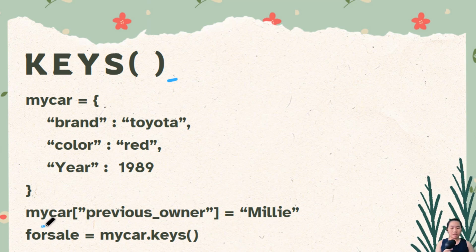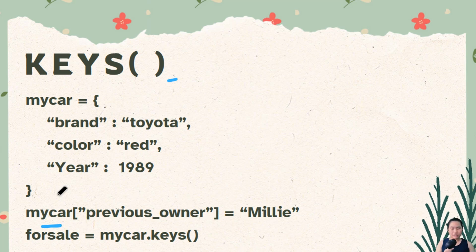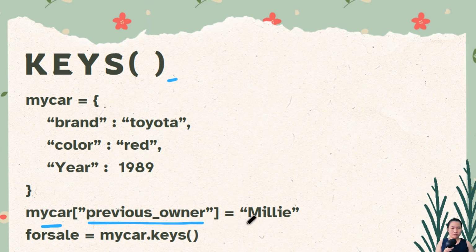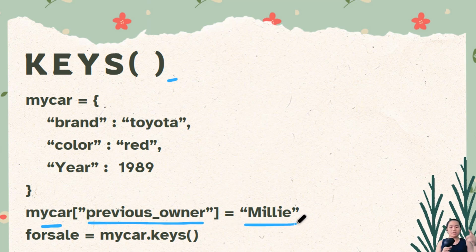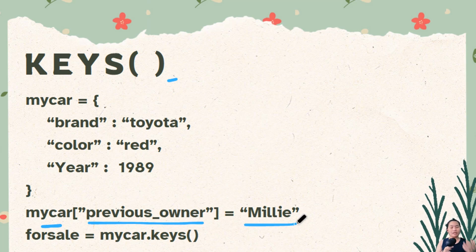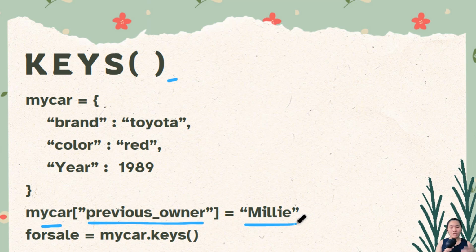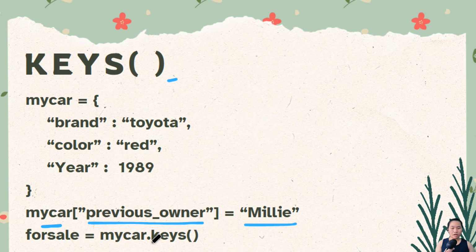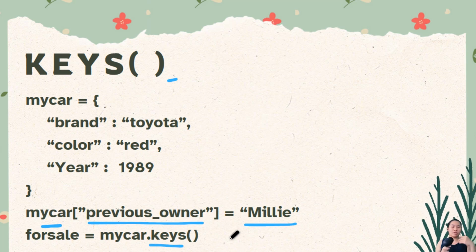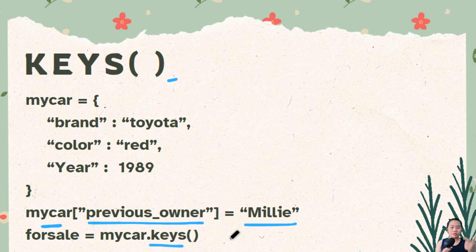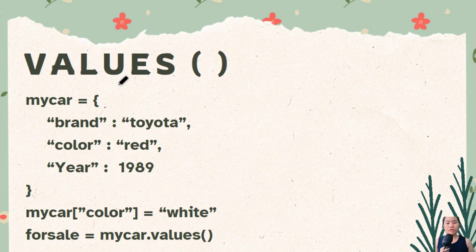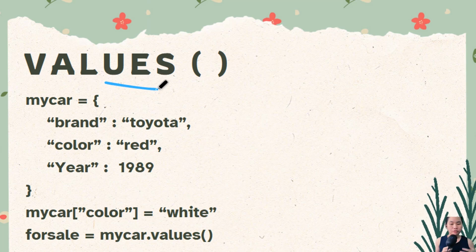As you can see here, my car is the dictionary. And then I'm adding in previous owner equals Millie, okay? So I've made some changes, I've added some things, and we should have a new list. And as you can see here, I put for sale after the changes that I've made. So for sale dot keys, and then after that, you print out for sale, and it would have previous owner within the dictionary.